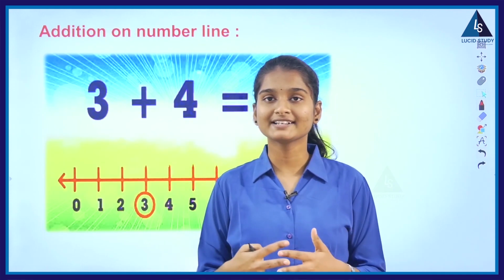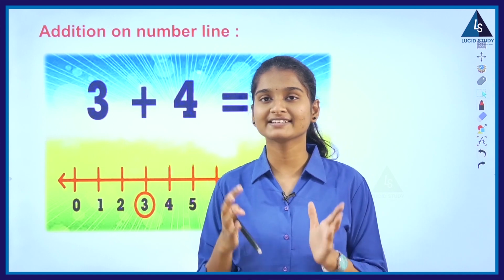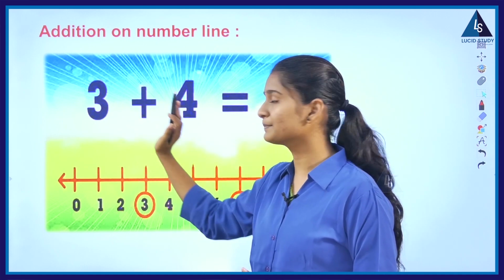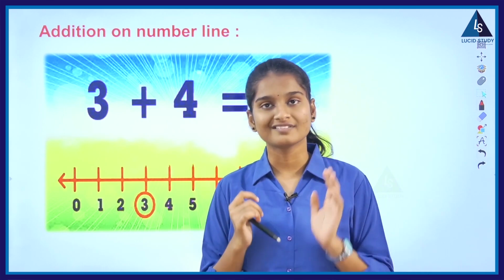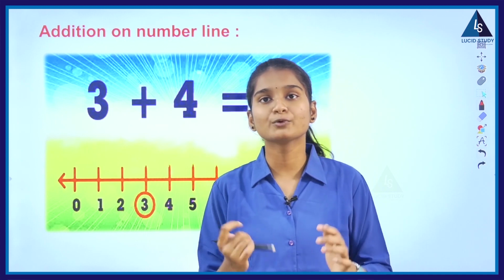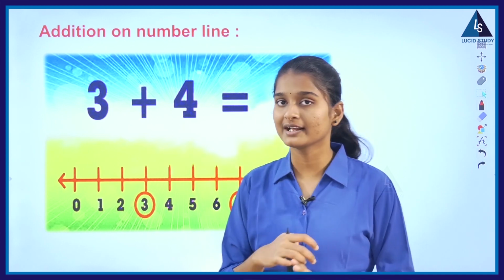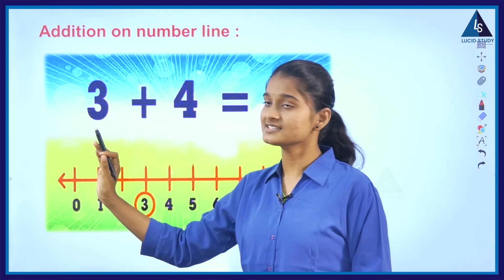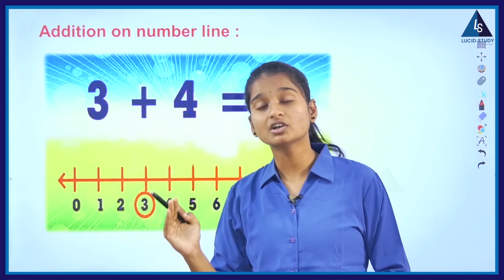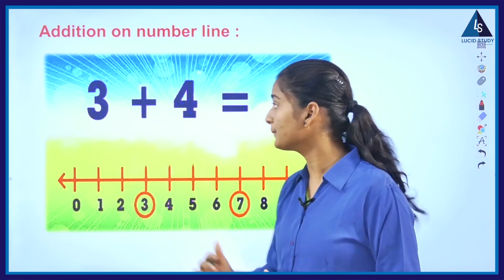Children, now let us learn how we add numbers on the number line. Here it is 3 plus 4. Always remember that when we add whole numbers, we move to the right side of the number line. Here, as you can see, 3 plus 4. What is 3 plus 4? 3 plus 4 is nothing but 7.